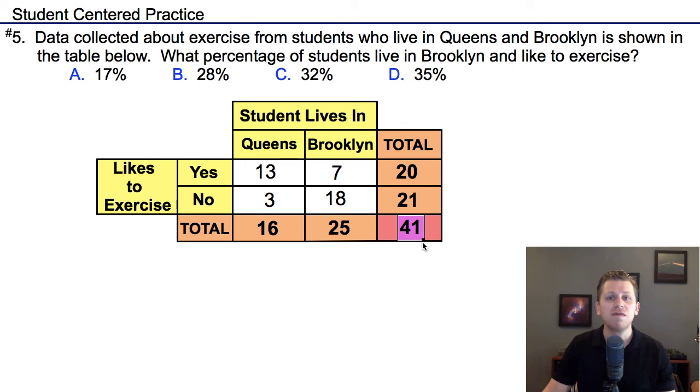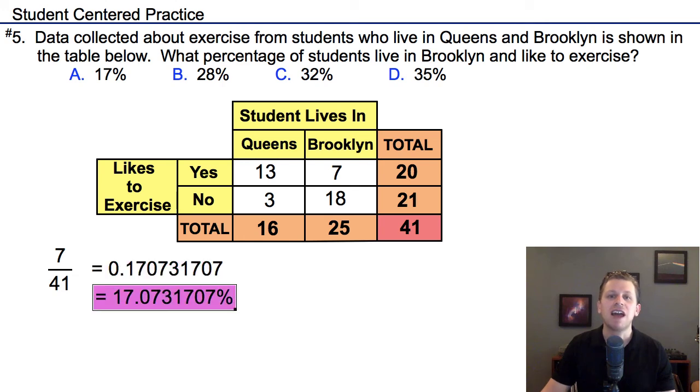And what percentage of those 41 students live in Brooklyn and like to exercise? Well, I can see that these 7 students live in Brooklyn and like to exercise. Notice this problem didn't say what percentage of students who live in Brooklyn like to exercise. It says what percent of students live in Brooklyn and like to exercise. That's just a regular probability. The exact probability here is 7 out of 41. Dividing to get the decimal, multiply by 100 to get the percent, and I can see that 17% of students live in Brooklyn and like to exercise.